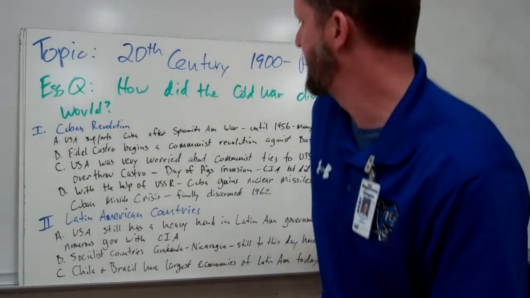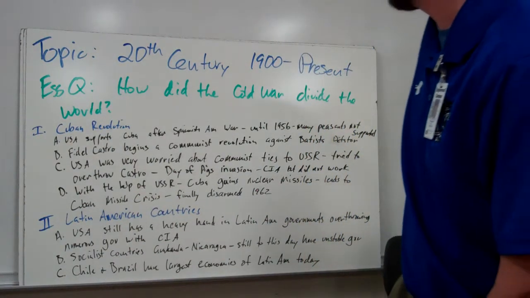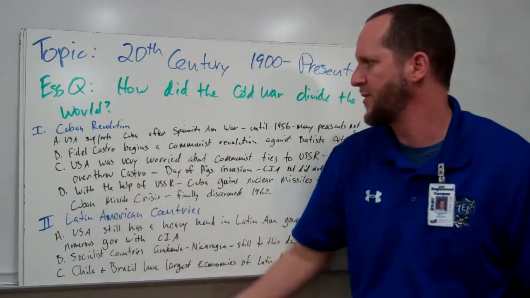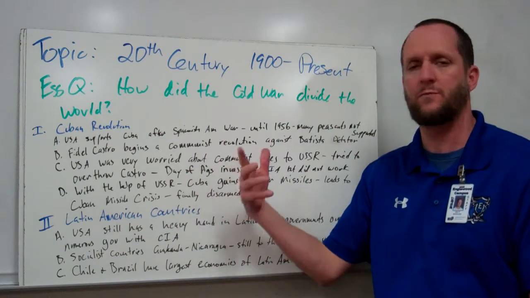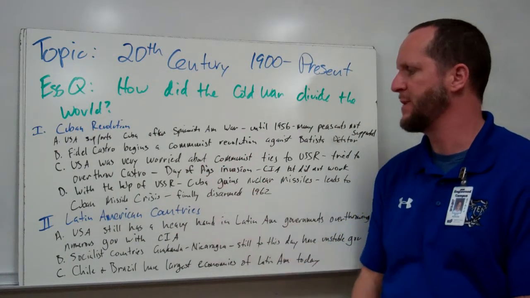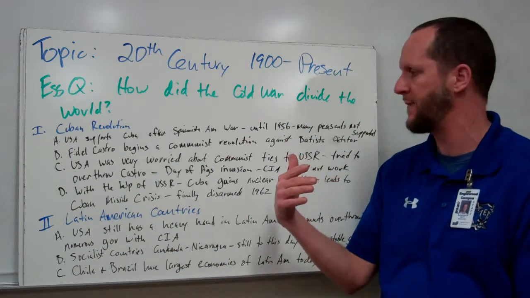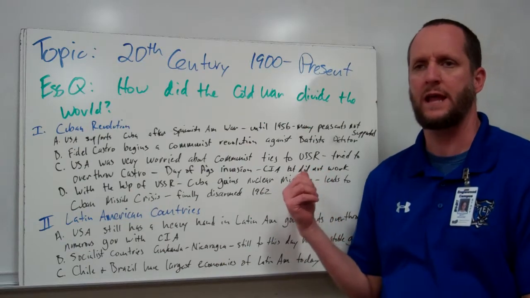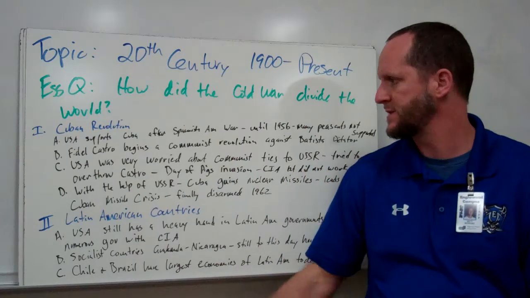The United States was very worried about communism. The communists and the ties to the USSR tried to overthrow Castro numerous times. There were many plots to try to assassinate him. One of those was the Bay of Pigs invasion on the southern part of Cuba, which did not work. The CIA had a hand in that, but it was unsuccessful.